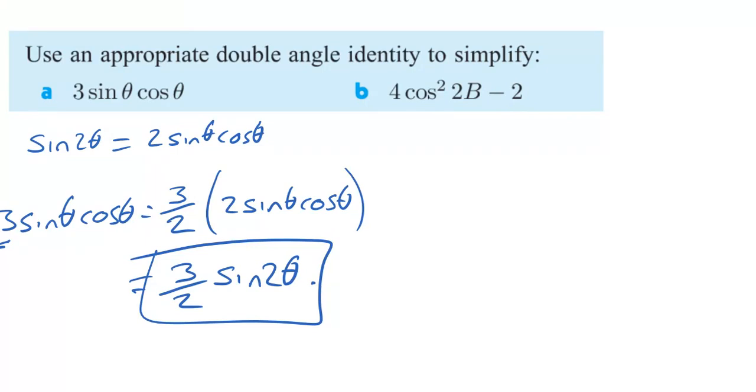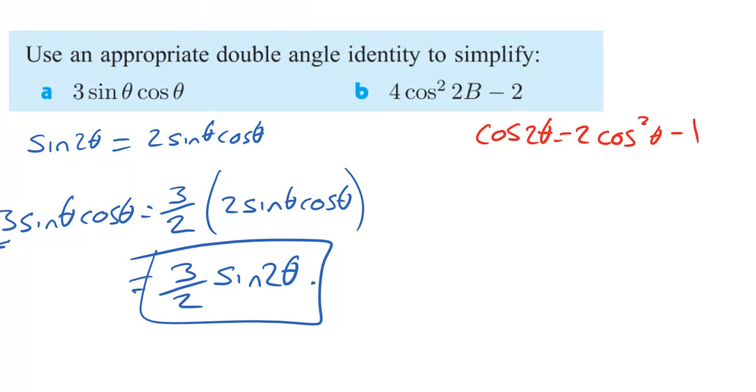In part B, let's have a look at this one. Again, it looks close to a formula that we know. So if you look back at the double angle rules, there is one that's similar. One of them says cosine 2 theta is equal to 2 cosine squared theta minus 1. That looks quite similar to what we have there. So let's try to manipulate this thing and move it around until it does look the same.